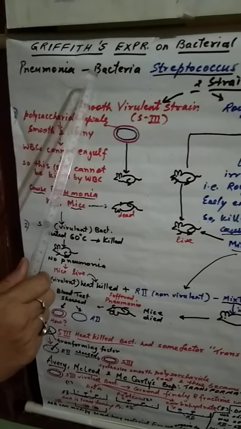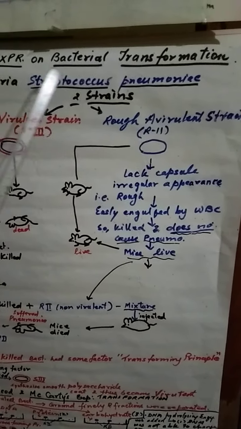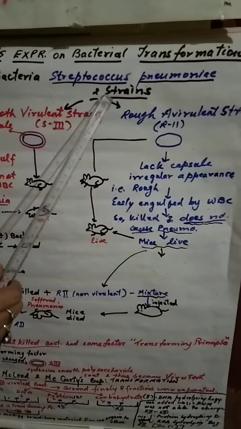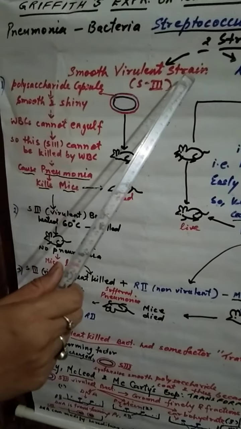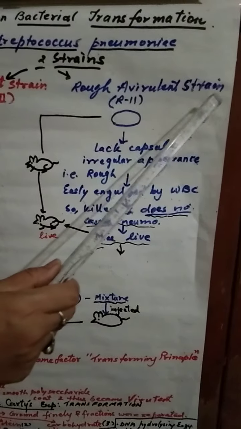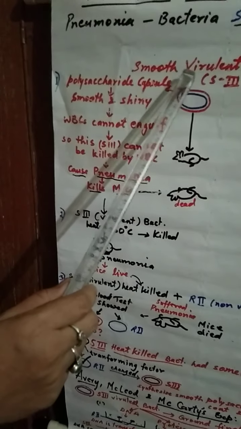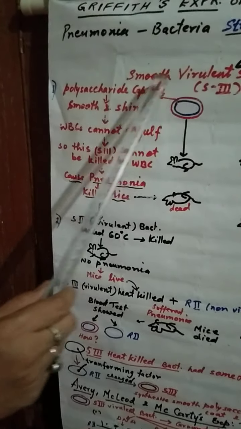Pneumonia is caused by one of the bacteria called Streptococcus pneumoniae. This bacteria has two strains. The first is called smooth virulent strain, written as S3. The other one is rough avirulent strain, written as R2. Let us see why it is virulent. Virulent means which can cause disease.